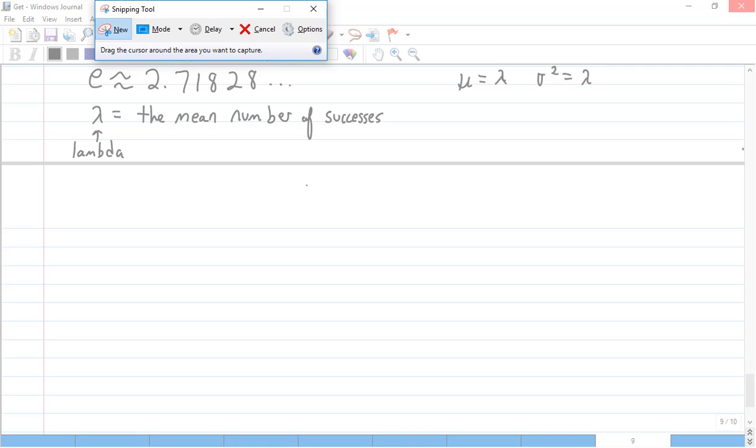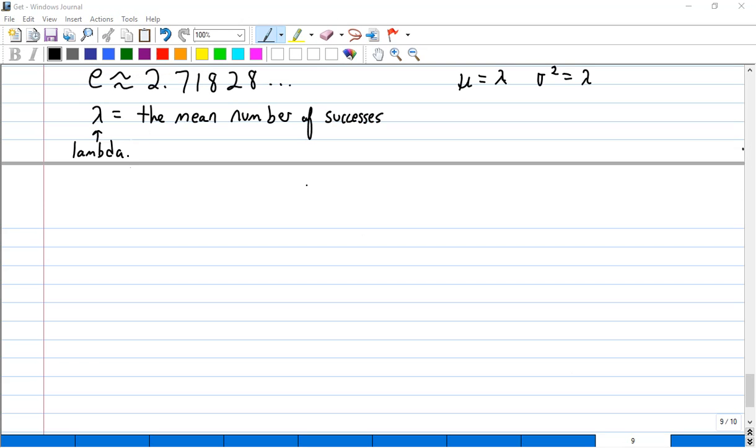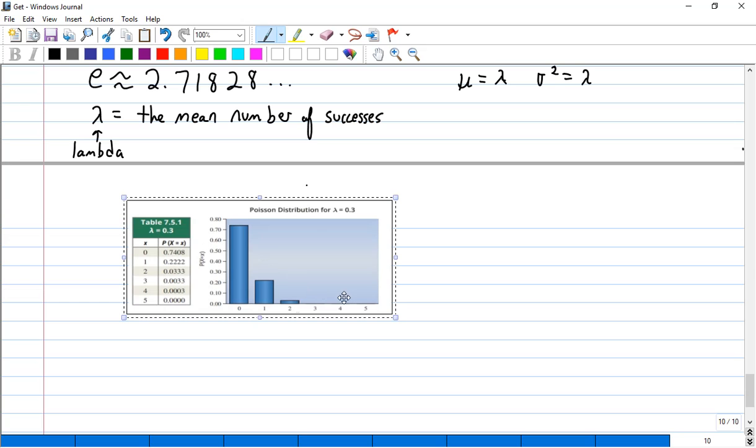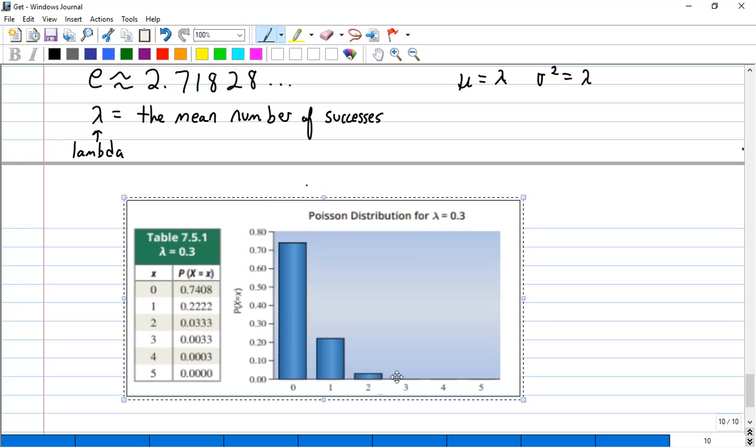So here is what the distribution would look like graphed if lambda was 0.3. Even though you can't tell, there are values here. When you get to 5, it's so close to 0, even though it says 0, you could carry it on out and it would eventually be a number. But it's so close to 0 that it's practically 0.